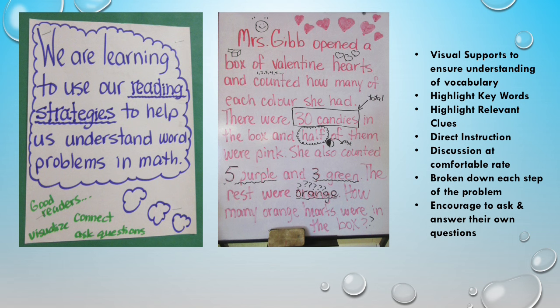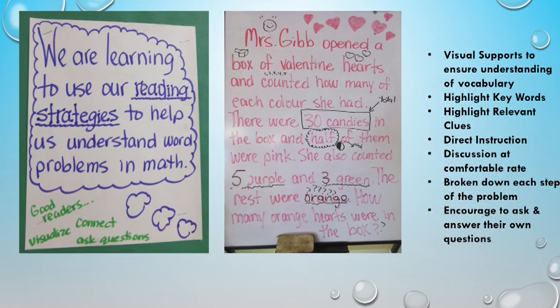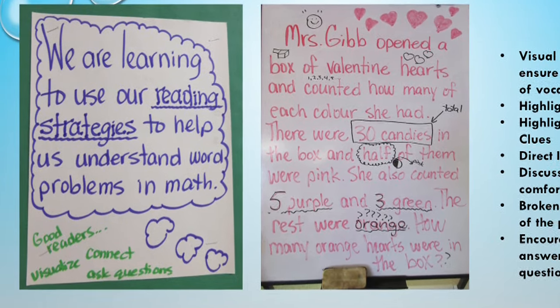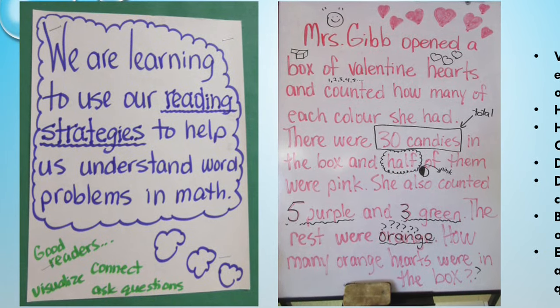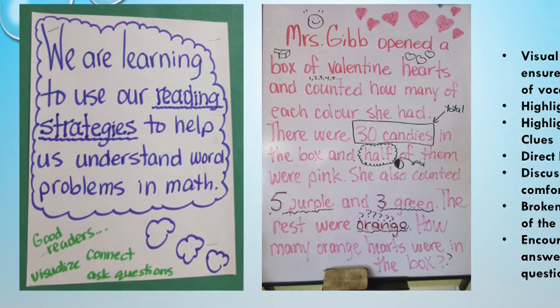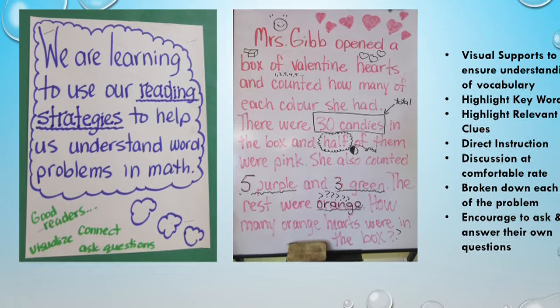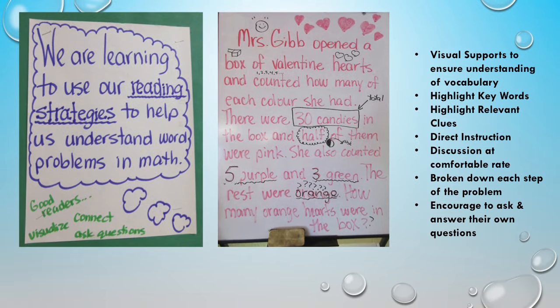Here are some more things from Mrs. Gibbs' class. She's again made it very explicit: we are going to use our reading strategies, and this is what they are. She's done a math problem here with her students. She's added the visuals, so for those students that don't know what a box is or what hearts are, she's made it visual. She's highlighted things that are important. She's at 30 candies and rephrased that. That's the total. She's picked out the concept word half, and she's provided a visual model of what half looks like.